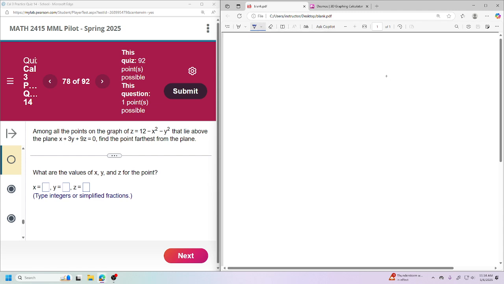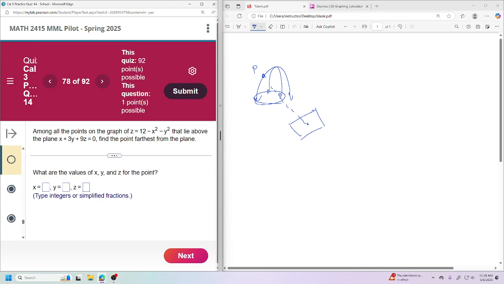Right, guys? Sure. So among all the points here that lie above this plane, find the point furthest from the plane. So I'm saying that it's on this graph and it's not on this plane. Okay, so let's do a little bit of graphing. I basically got an upside down paraboloid, and then some kind of plane going on, and I'm looking for the point that's furthest away from that plane. So the actual point I'm looking for is on this graph. Therefore, this is my constraint.